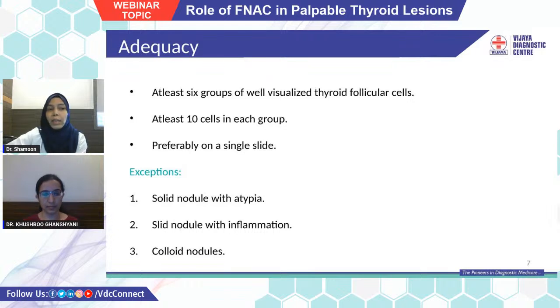And like nodules in lymphocytic thyroiditis, abscesses, granulomatous thyroiditis, they may only contain inflammatory cells, and such cases should be interpreted as benign, and a minimum number of follicular cells is not required in such cases. And also the samples or specimens which contain abundant thick colloid are also considered benign, and they should be reported as colloid nodules.